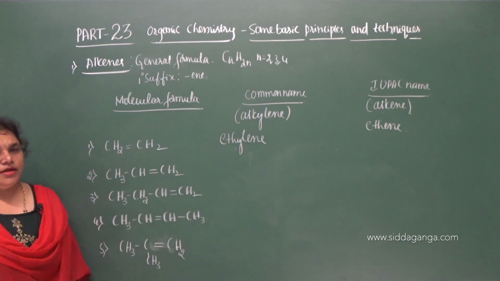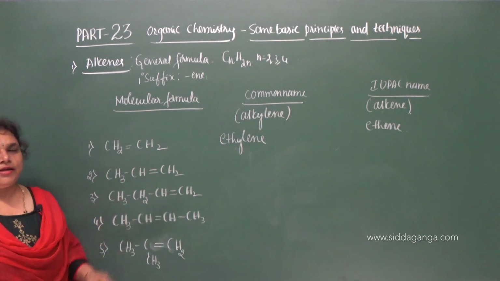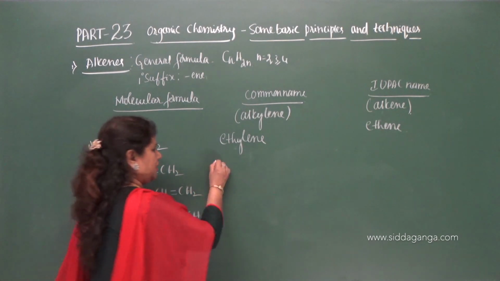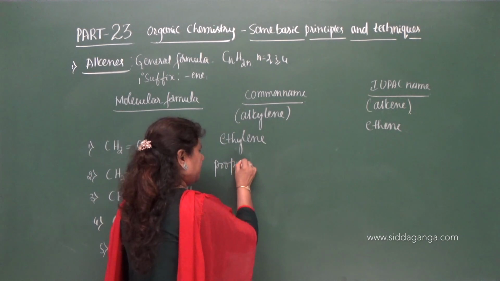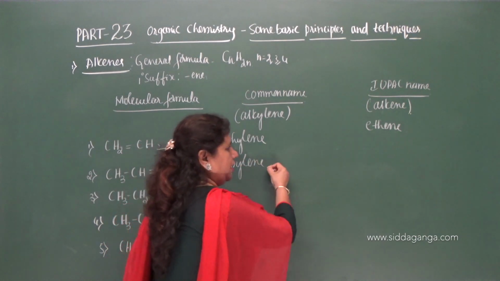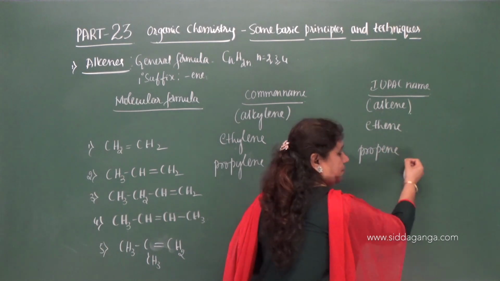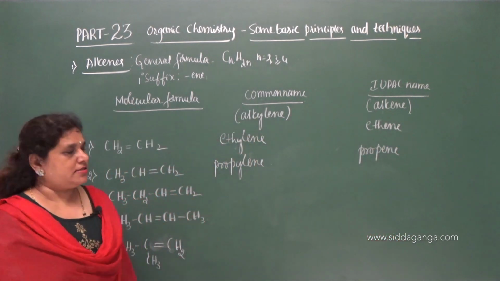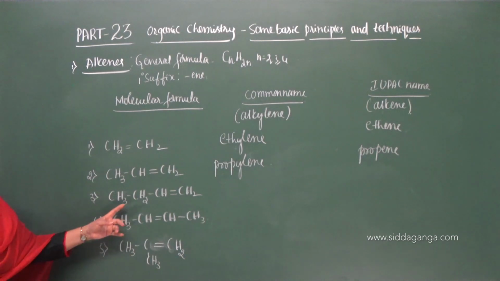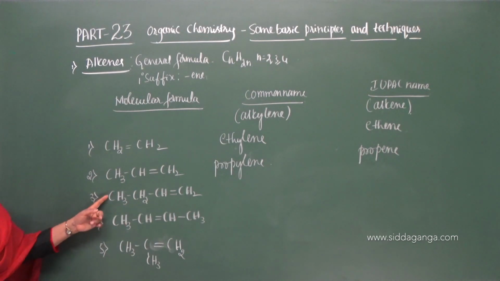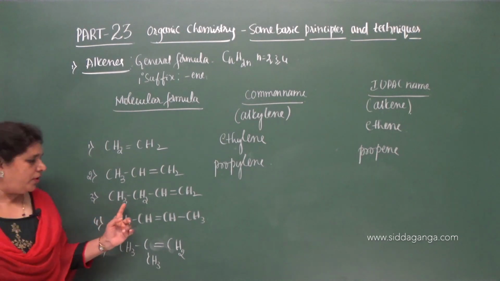Okay, now how many carbon atoms are there? Three carbon atoms. Therefore the name is propylene, and it is propene. Propylene, propene. Propene is the IUPAC name. And what about this? These two are butylene, but butylene only.